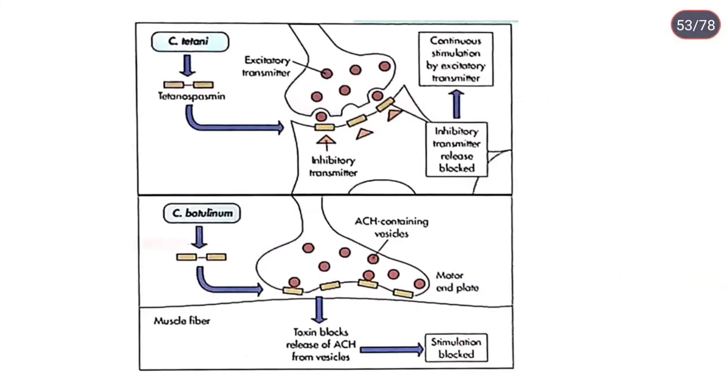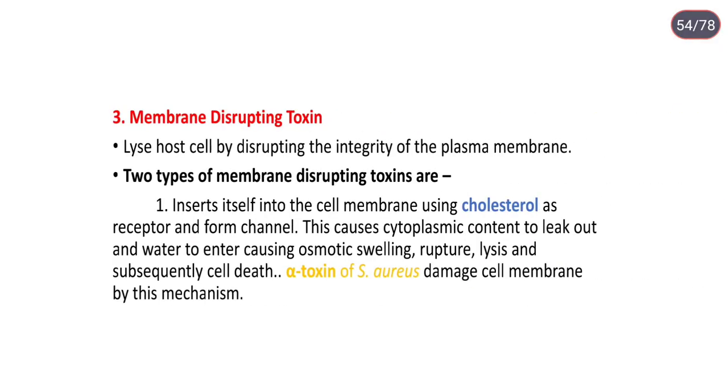This is the comparison between these two mechanisms. The upper one is the mechanism of tetanus toxin, and the lower one is the botulinum toxin. They act in the same way, except that the inhibitory neurotransmitter is blocked in the case of tetanus, and the excitatory neurotransmitter is blocked in the case of botulism. Okay, now the third mechanism by which the AB subunit acts is the membrane disrupting toxin.